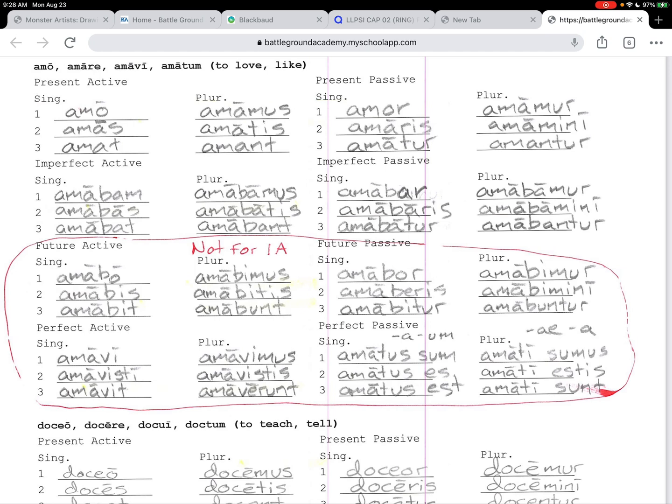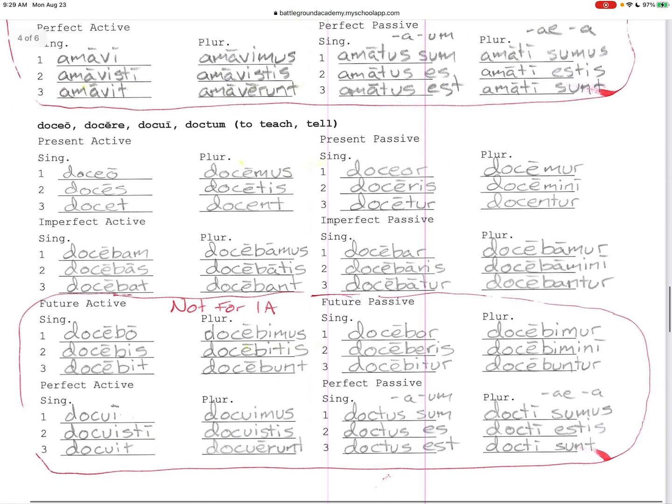And then we've just got one more set of endings to look at, and that is the perfect active. So look back in the first column, or first couple of columns there again, and look down to amavi, amavisti, amavit. Let me just bring it up to the top. Amavi, amavisti, amavit, amavimus, amavistis, amaverunt. So the perfect active endings are special for this tense. They are not used in any other tense, and they are not used in the perfect passive. So the endings are i, isti, it, imus, istis, erunt.